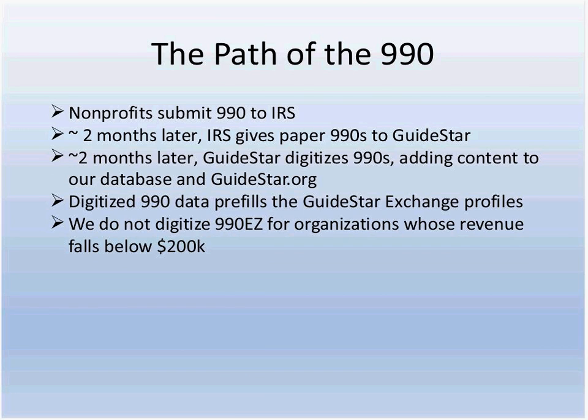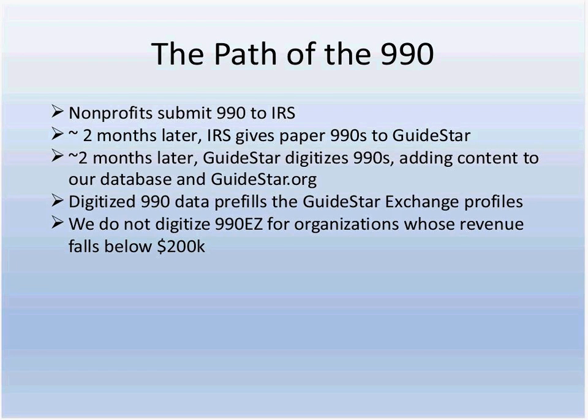Okay, so let's take a minute to understand how data actually flows through GuideStar so you can understand what data we have, where it's coming from, and when we get it. A number of people had questions about this. So the way it works in our relationship with the IRS, nonprofits submit their 990 to the IRS, and about 2 months later, the IRS will receive that and turn it over to GuideStar. And then it takes about 2 months to digitize these forms and then add them to our database and to GuideStar.org.